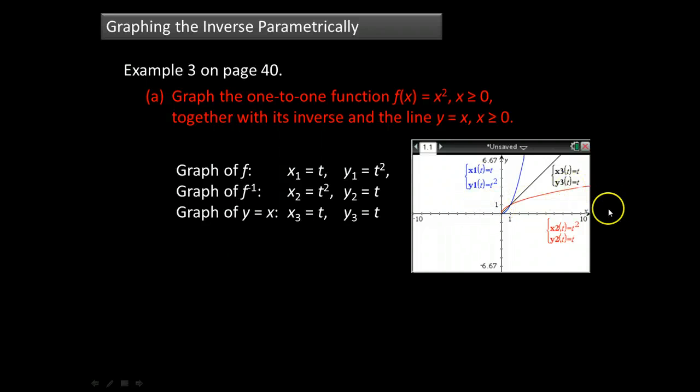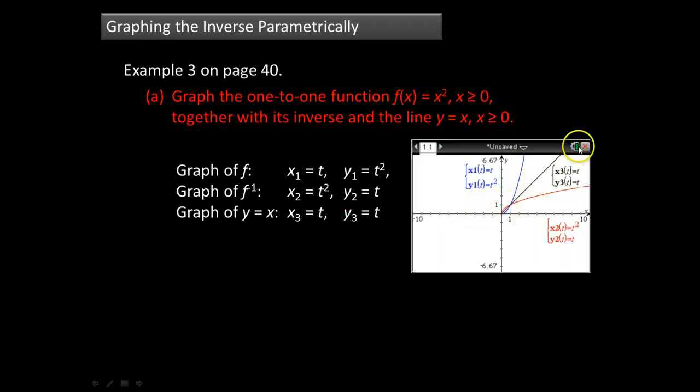And then here in the red, these are our second pair of parametric equations. That's when we do the inverse, and we let x be the t squared and y be the t. And intuitively, you should know that the inverse of x squared is the square root of x, and you can see that indeed that is a graph of our square root function.